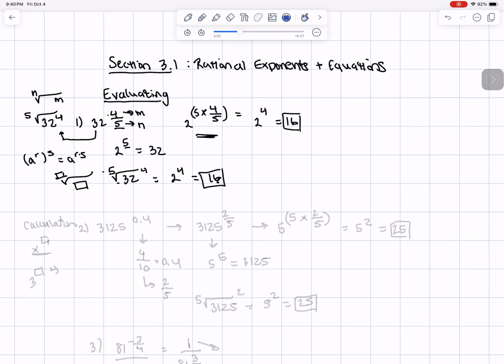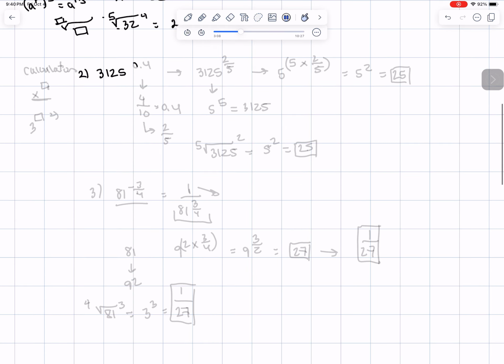Okay, let's do another one. We have number 2, 3,125 raised to the 0.4. If we have a decimal, we have to find out what that is as a fraction. I remember one of the examples in the textbook: we know that 4 over 10 gives me 0.4. But we can't leave the 4 over 10 the way it is. We can reduce it because 2 goes into both of them, so you get 2 over 5. So we know our fraction is now this, and I'm going to rewrite it as 3,125 raised to the 2 over 5.